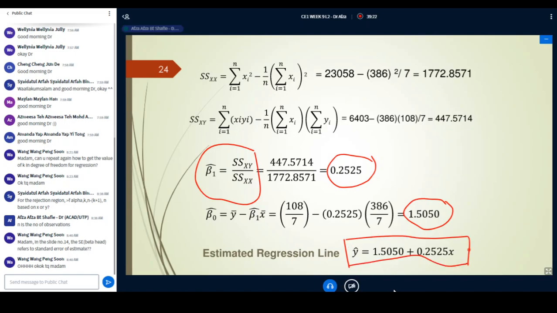So that means my household income is equal to 1.5050 plus 0.2525x. So here is income. Here is my expenditure, food expenditure. So I got this equation. All right, so what do I do next? Normally this is what I do.